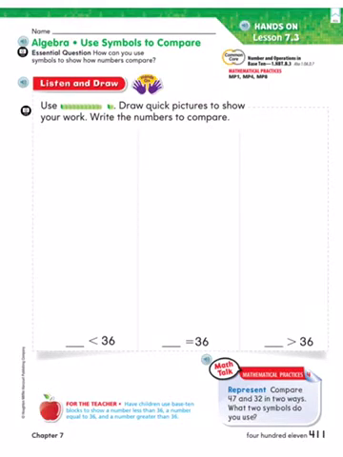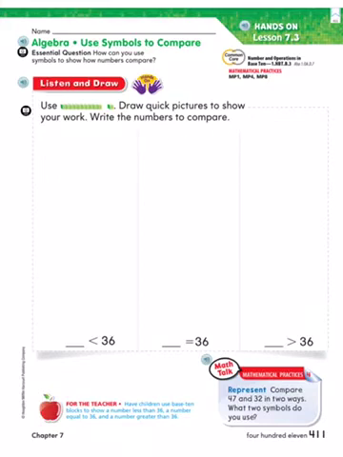I am on page 411 in your Go Math workbook. So if you turn there, you could either do this with me and choose your own numbers, or you can just watch me do it. This isn't one of the required pages to do. So I'm going to show you how to do this page. It says to use 10 sticks and cubes, draw quick pictures to show your work. Write the numbers to compare.